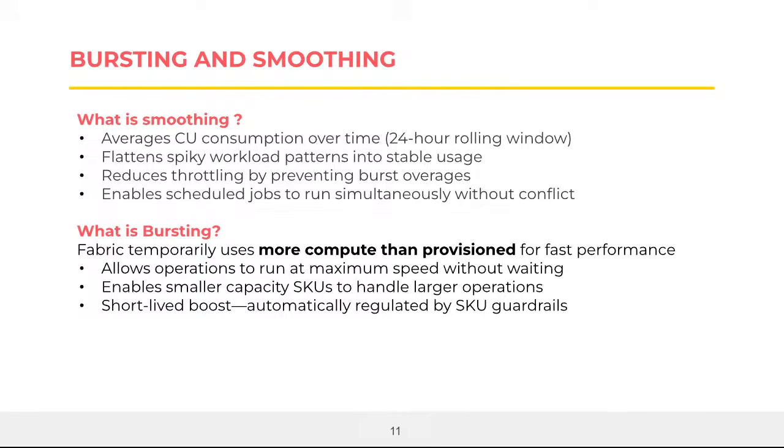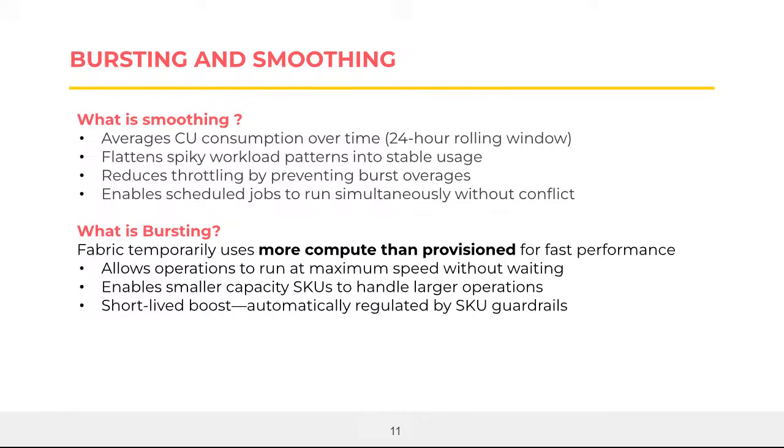And what is the bursting? With bursting, Fabric allows you to use more compute than provisioned for fast performance. For example, if you have an F2 and you burst your F2 capacity, you can go higher. If I remember well, it's 10 times, but I will share the link. In the Microsoft documentation, you have everything about the bursting. It enables smaller capacity to handle large operations, and it's a short-lived boost that allows you to make very heavy operations on a small capacity. But with great power comes great responsibility, so be careful with the bursting and the smoothing.